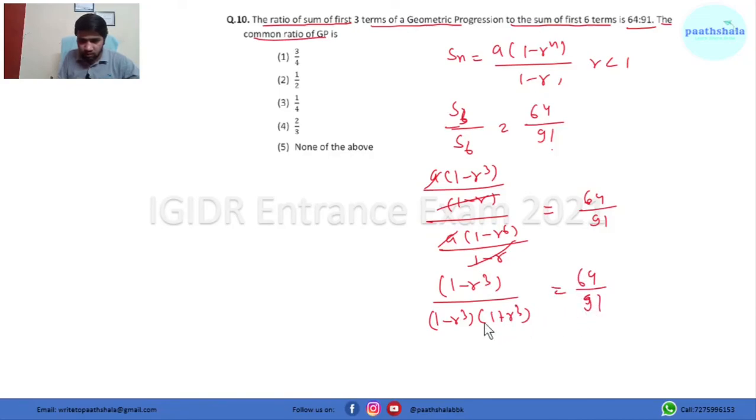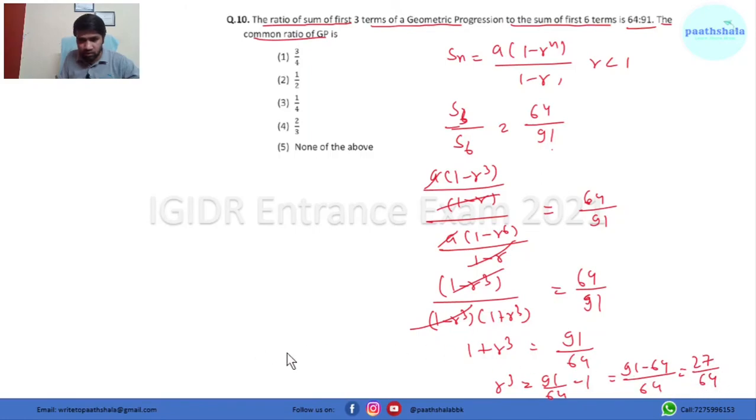So 1 minus r cube gets eliminated. Finally, the value of 1 plus r cube will come out to be the reverse, 91 upon 64. So r cube will come out to be 91 upon 64 minus 1, that is 91 minus 64 upon 64. Finally this will come out to be 27 upon 64. So I'm writing it here: r cube equals 27 upon 64, which means r equals 3 by 4. So this is your answer.